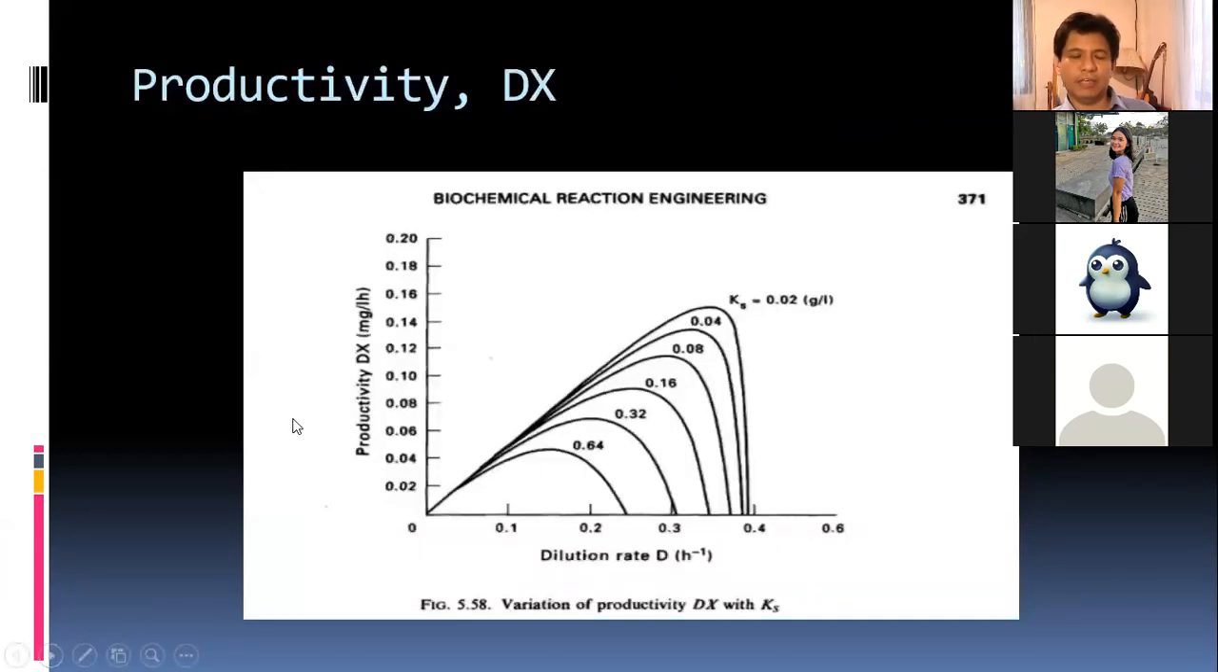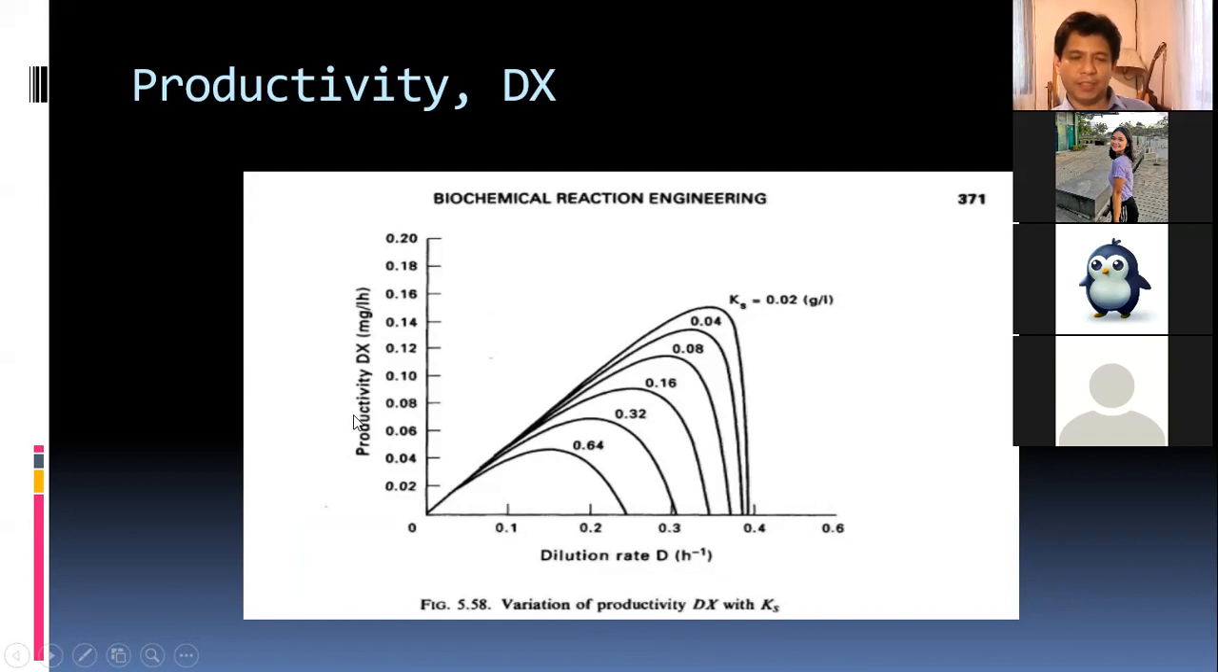And then productivity. So ang productivity is defined as the dilution rate times the concentration of bacteria, or D times X. So as you can see from this figure, no, meron talagang optimum. May optimum dilution rate. On the x-axis you have the dilution rate. So for every monod constant, no, iba-iba yung K sub S natin, depende sa microorganism yan, yung monod constant. Okay? So iba-iba din yung dilution rate. So ito, no? Halimbawa, itong 0.64.